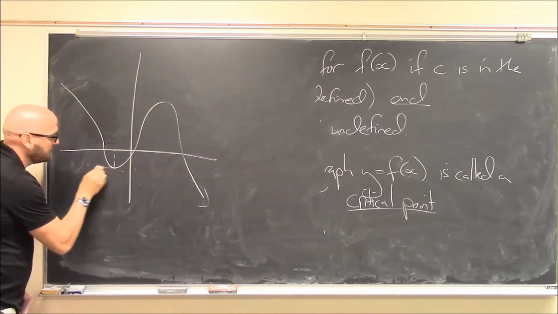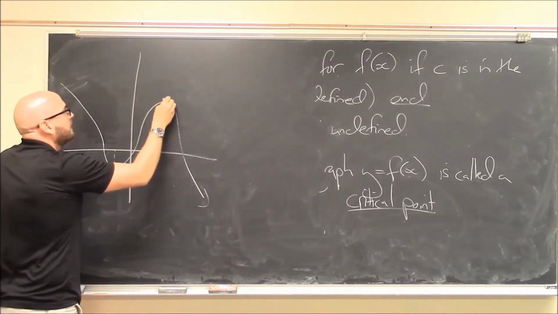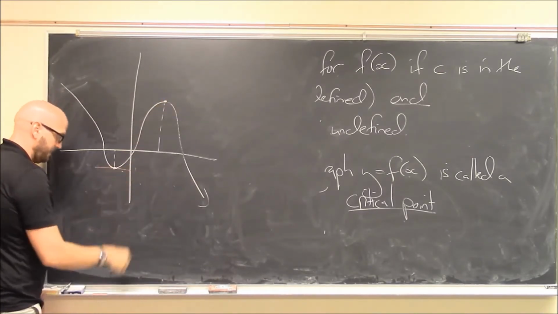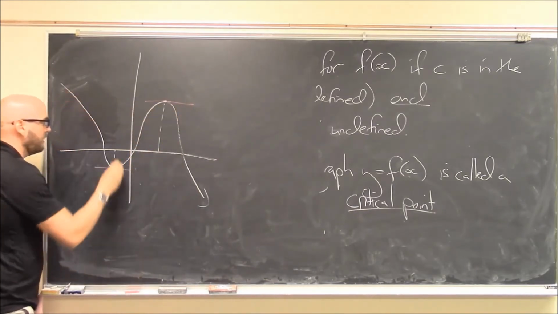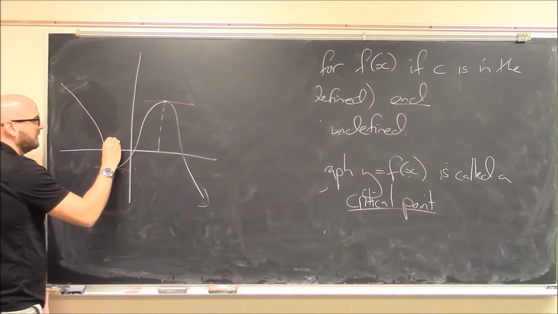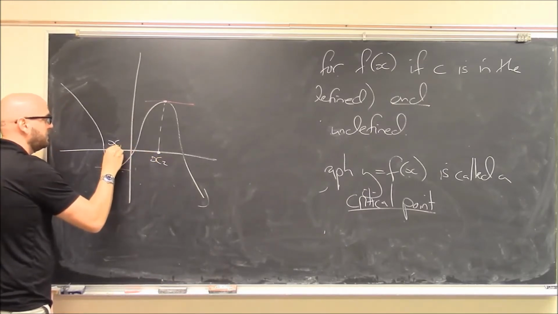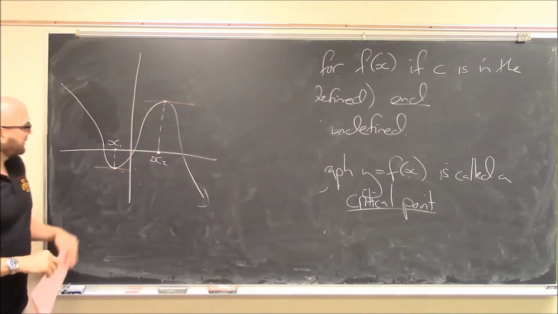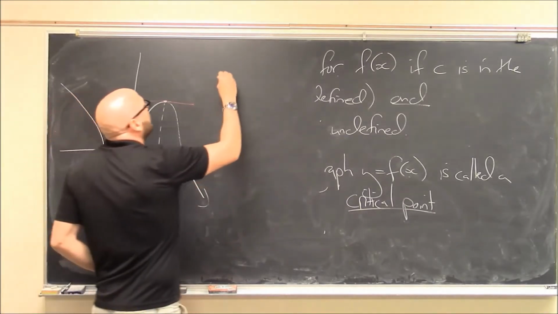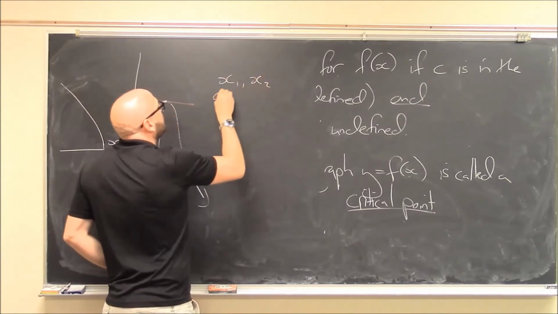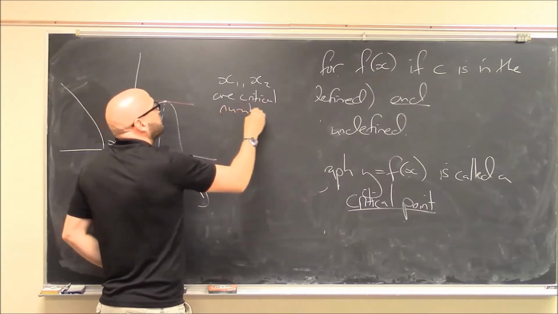At one point here my slope is 0, and here my slope is 0. Alright, so how about I say this is x1 and this is x2. I shouldn't say point because they're numbers. So x1 and x2, these are critical numbers. x1, x2 are critical numbers. They're numbers where my derivative is 0.